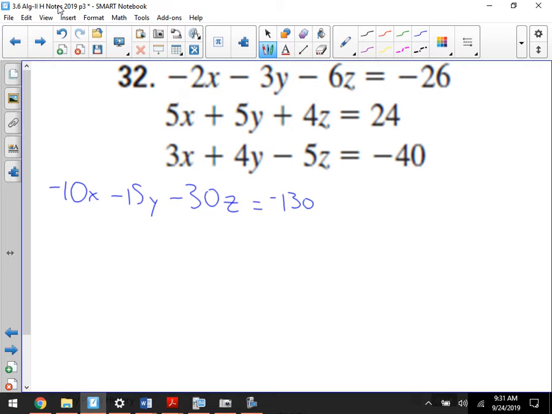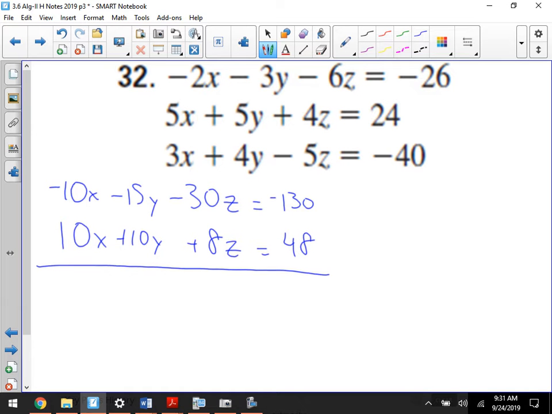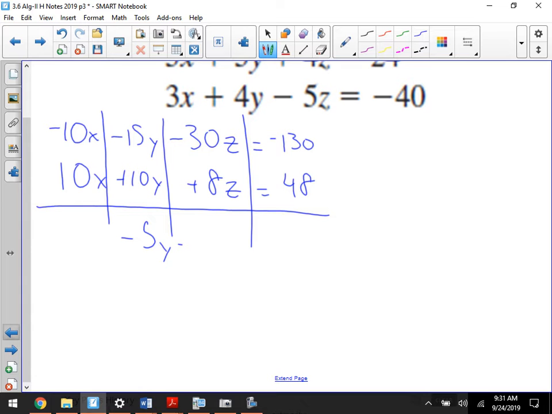Second one, I can multiply by 2. I could probably double these without getting into too much trouble. All right. Start simplifying things through. It leaves me with negative 5y, negative 22z, and that would be what? Negative 82. That's fine. Absolutely fine.